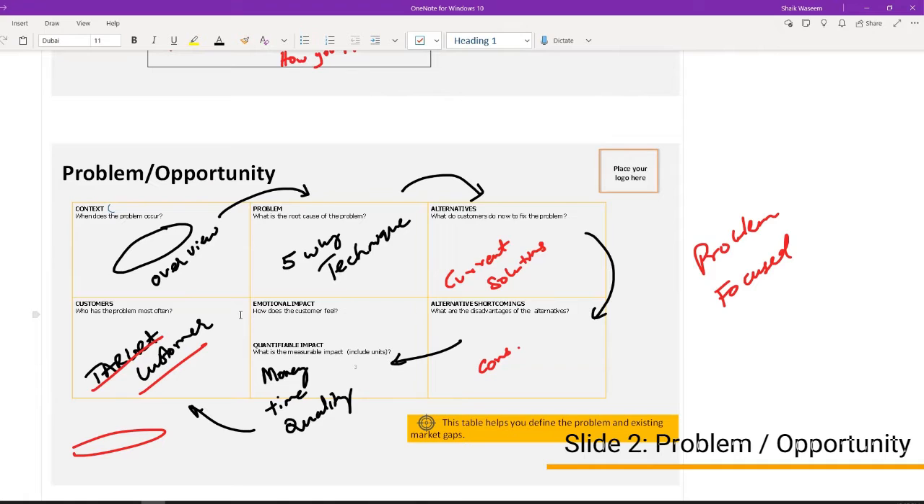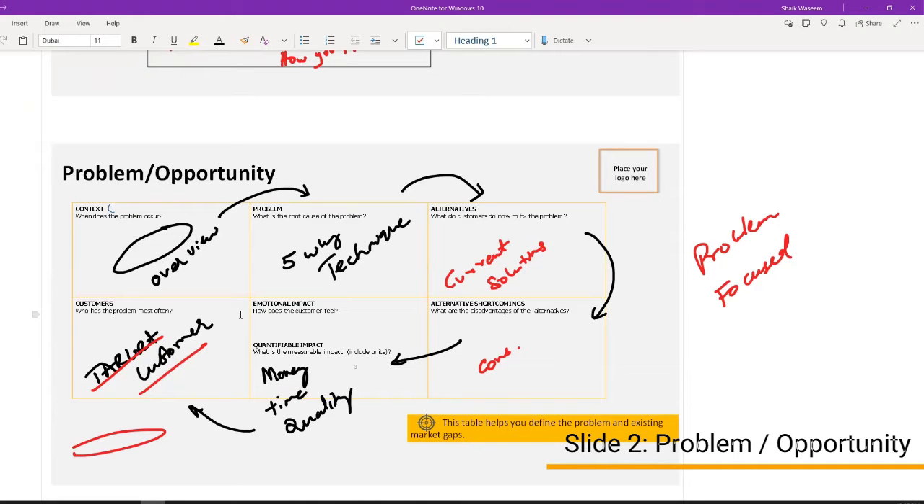Starting with the context, when does the problem occur? What is the situation when the problem occurs? Then we talk about the root cause. What's causing the problem? What are the alternatives that customers are currently taking to solve this? And what are the drawbacks of those alternatives?